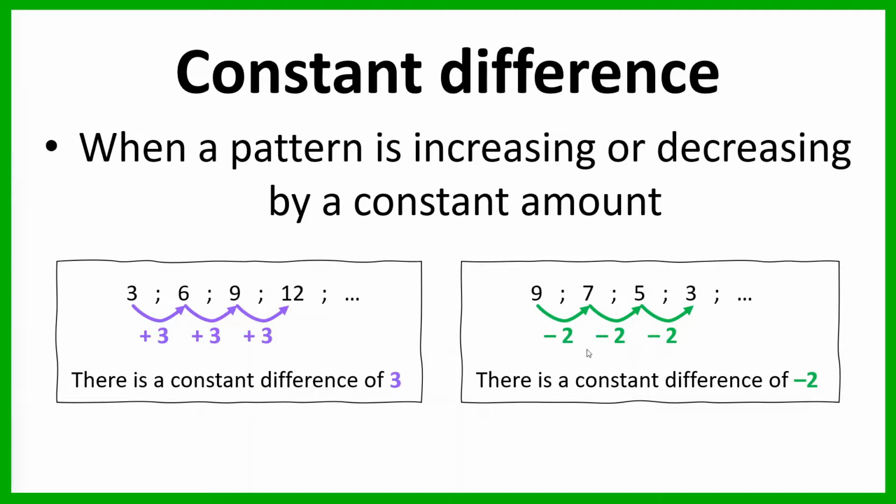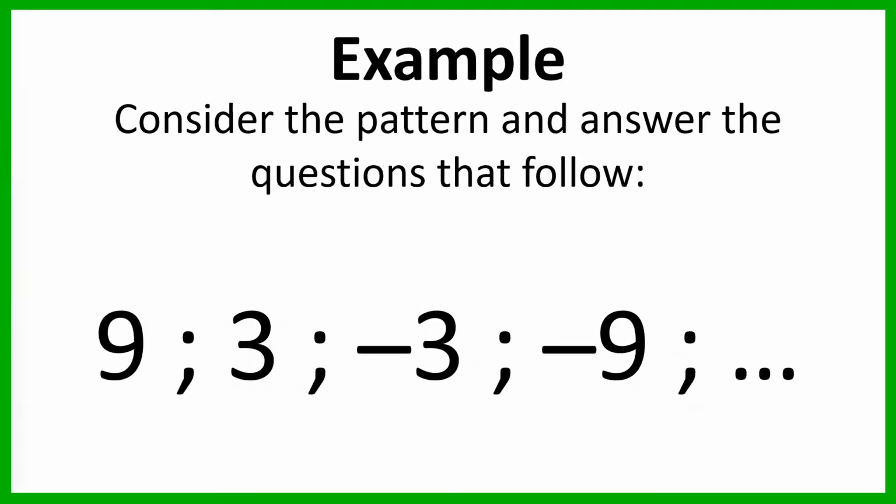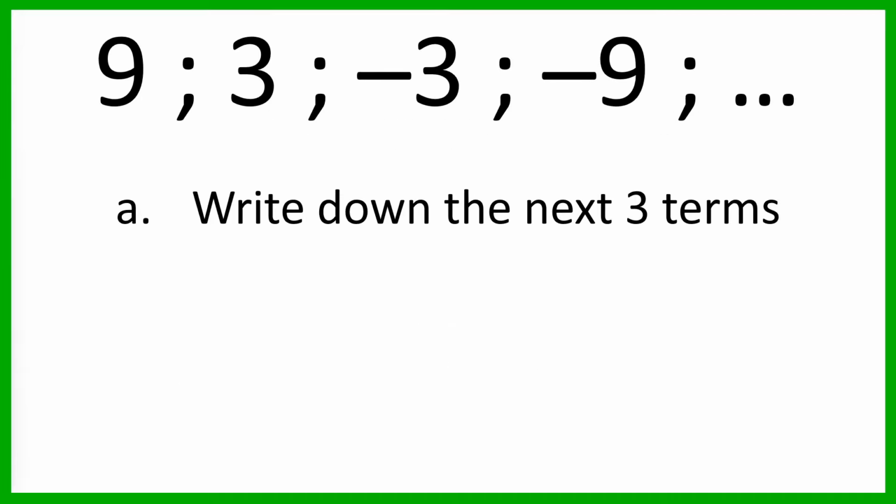Okay, now let's have a look at our first example. In this example, you've been given the pattern 9, 3, -3, -9. We have some questions we're going to have to answer for this one. So the first question is we need to write down the next 3 terms in the pattern. So let's have a look at what is happening in this pattern.